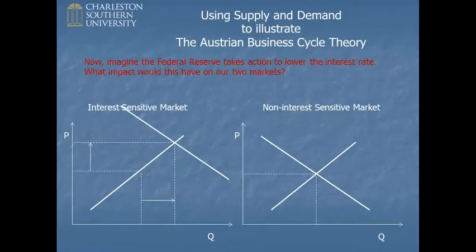But in this one way, the Austrian business cycle theory looks a little bit like classical economics, and that is that they don't really think there is such a pool. They think that all resources have alternative uses.